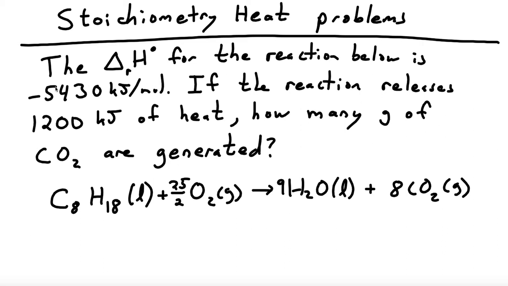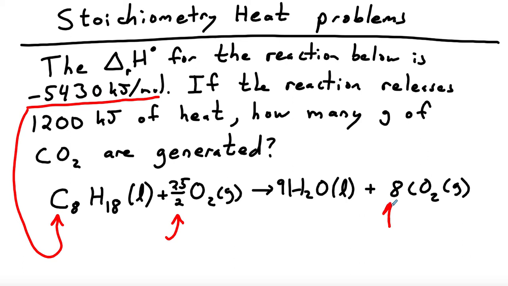And the way to read this is to understand that this heat number doesn't really mean anything until you look at the balanced equation. So this means there's this much heat being given off for every 1 mole of this that you burn. Or equivalently, you could say for every 25 halves or 12.5 moles of oxygen gas. Or you could talk about it in terms of product. You could say if I generate 8 moles of carbon dioxide, I get 5,430 kilojoules of heat being released. So that's what that unit means.